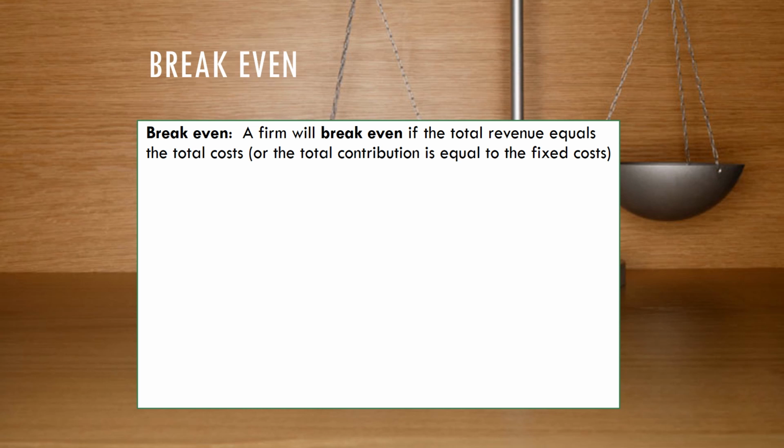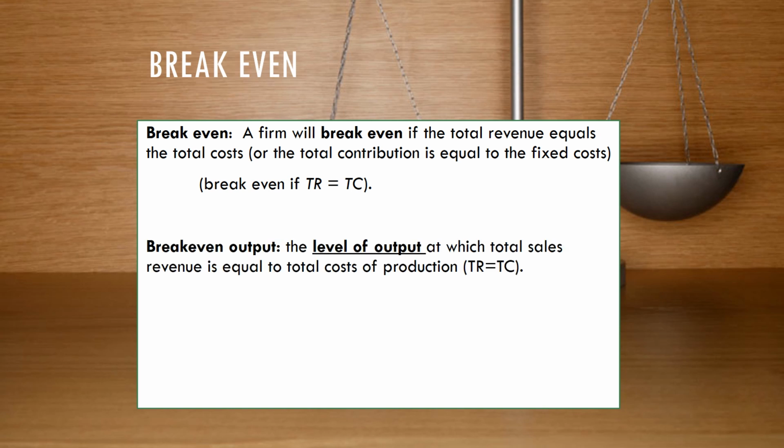It's also the same as saying the total contribution is equal to the fixed costs. So break even is where total revenue equals total costs. What we're very interested in business is working out the break even output, the level of output, or how many units the business has to sell, at which point revenue is equal to costs. So for my pen business, for example, how many pens do we need to sell so that we reach break even?